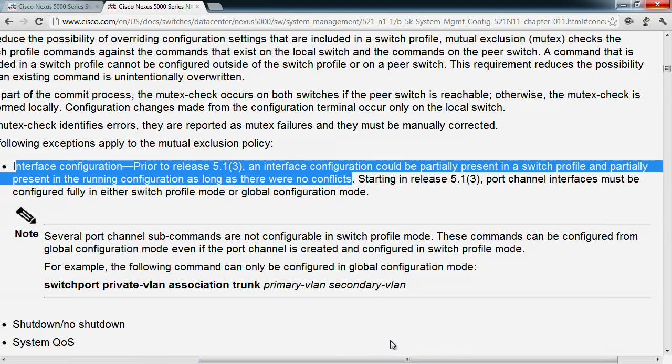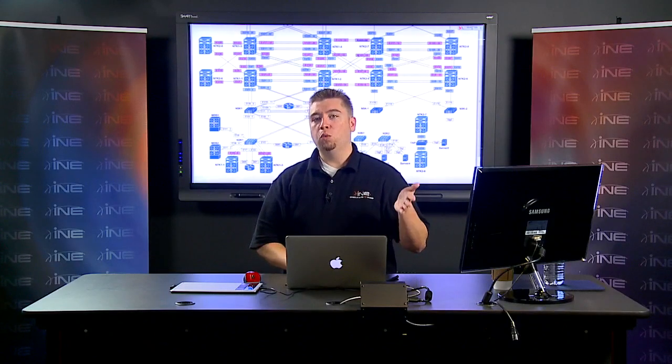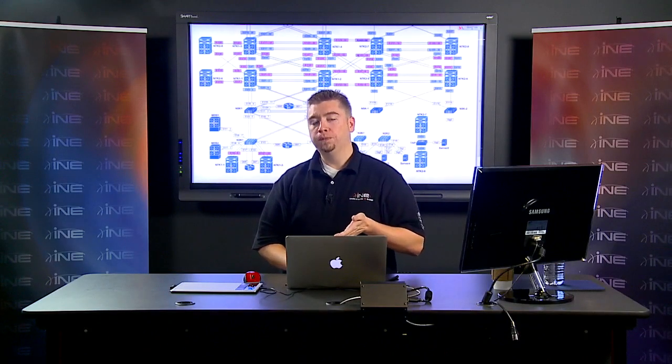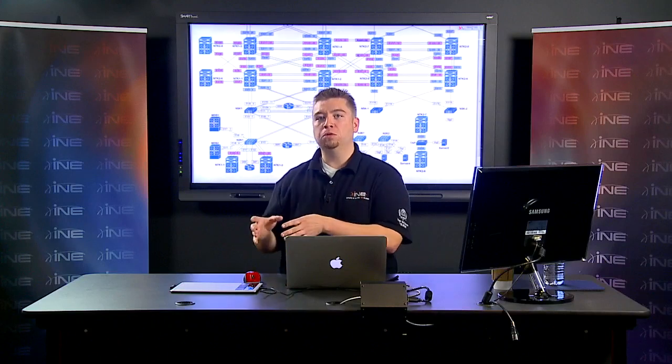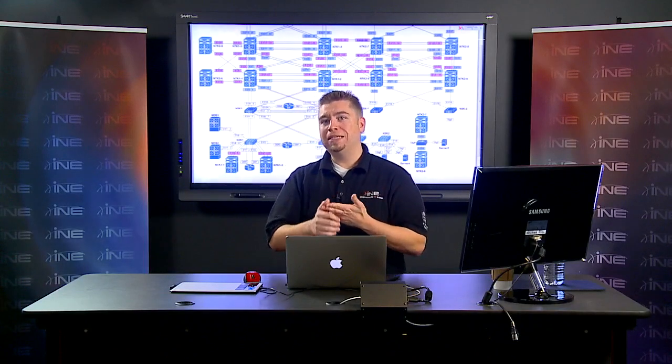So basically what this means is that since I had configuration going on before on the 5K, and we were doing the port channel config, we were doing the VPC config, then we had some access VLAN configurations on the switch ports, when I went to apply the config sync, it basically said, well, you can't do the port channeling config in the switch profile because you already had it outside in regular global config. So you would basically have two options.